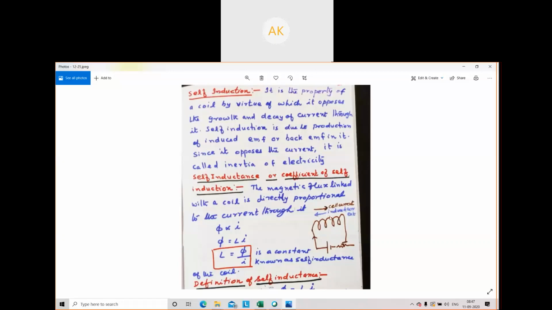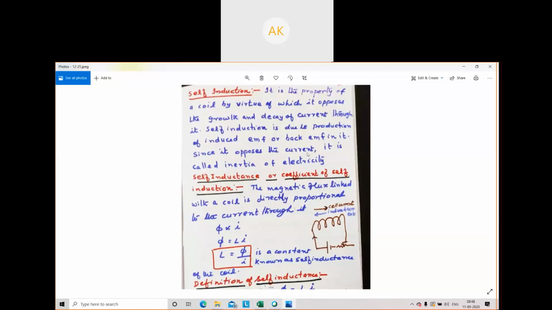It is also known as back EMF. The applied EMF is the source of EMF for us, and due to the applied EMF, current is flowing towards right. Due to self-induction, a current flows in the opposite direction. Understand? So self-induction is the property of the coil by virtue of which it opposes the growth and decay of current through it. How? By inducing an EMF in itself. It is also known as back EMF, that means opposing EMF.